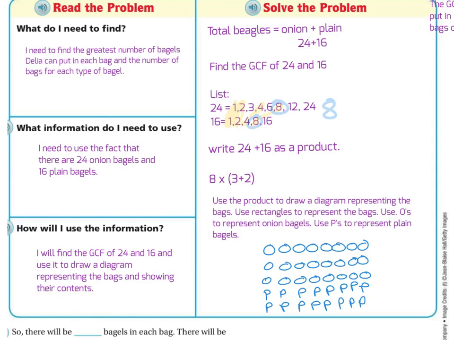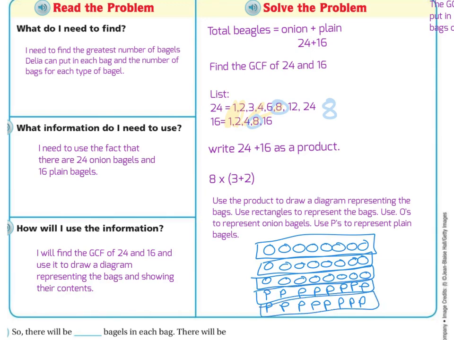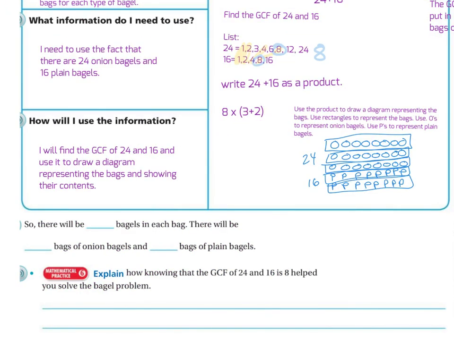So now I'm going to put a box around for my bags. I'm going to have 1, 2, 3, 4, 5 bags. So I'm going to have 5 bags with 8 bagels in each, my 24 onions, and my 16 plain. So there's going to be 8 bagels in each bag, and there's going to be 3 bags of onion bagels, and there's going to be 2 bags of plain bagels.